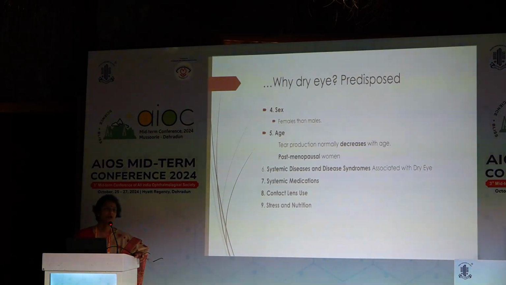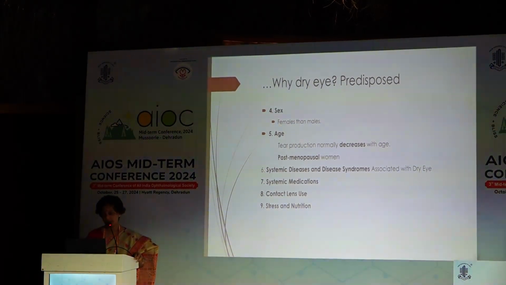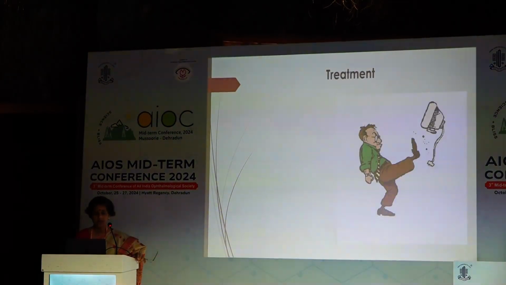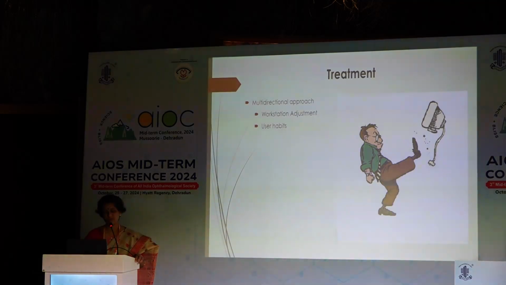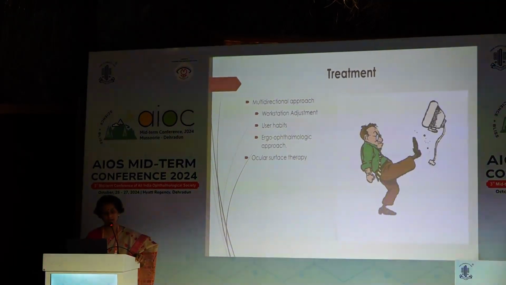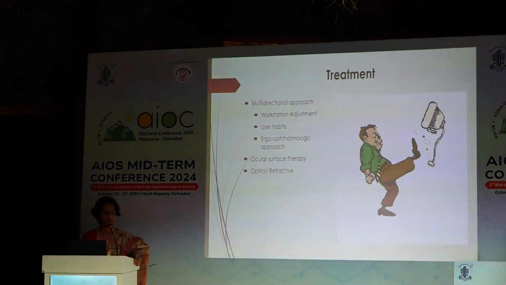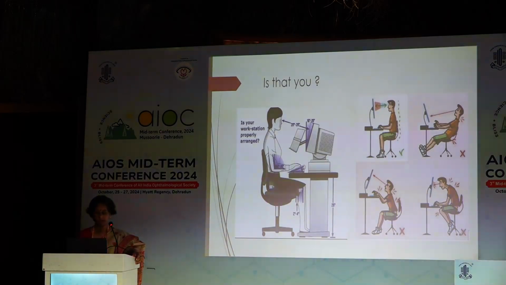We need to specially ask children or people who are using screens about use of antidepressants, because these again aggravate dry eye. So faulty illumination we've already seen, and treatment of course we know has to be multifactorial, multidirectional, and we don't need to yet throw away our computers of course, but we need to first change our habits, the ergonomical approach, we need to attack the surface, and of course we need to have any optical treatment.